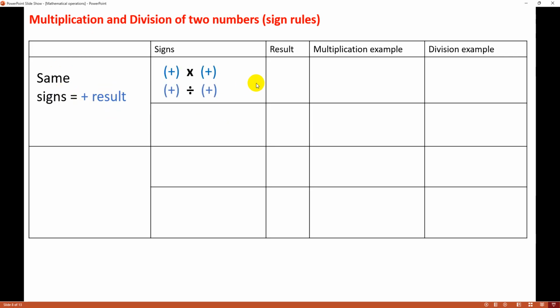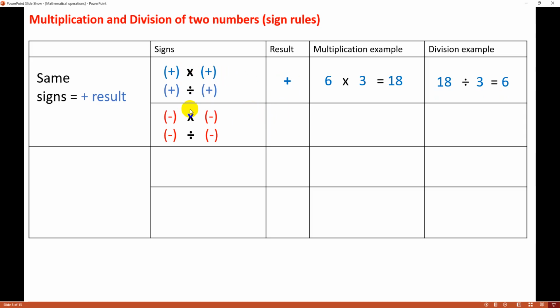For example, positive 6 times positive 3 is positive 18. You see, both of them have the same sign, which is positive, positive. So the result is positive. Positive 18 divided by positive 3 is positive 6. Positive divided by positive is positive. Same signs always give you positive.